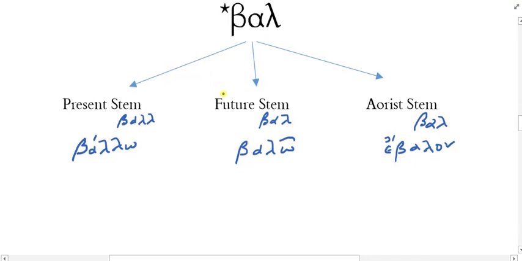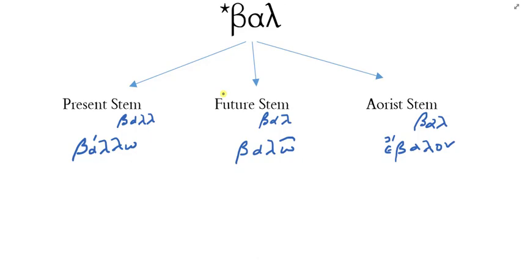Yes? Does the double L in the present stem affect pronunciation at all? Or is it strictly a scribal thing, I guess? Not really. Yeah, I mean, I suppose we probably hold that L sound longer because in actual speech, we're not going to stop our L sound and then do a second L sound. So ballo, or balo for the future, and then balo.